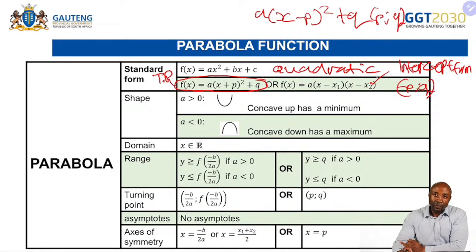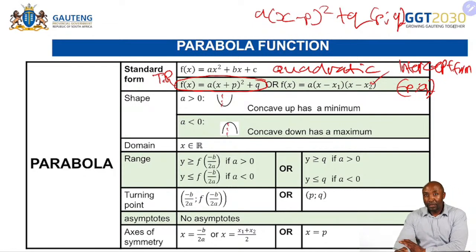Once we get the value of A, then we substitute back into the formula, then we get what we are expected to get. Now, A determines the shape, as you can see. If our A is greater than 0, meaning our A is positive, our graph is concave up.